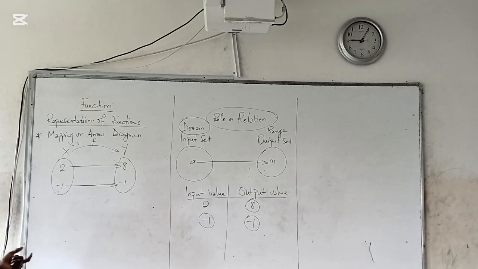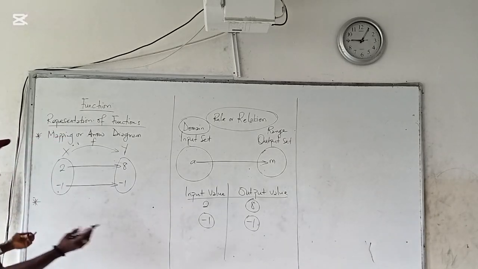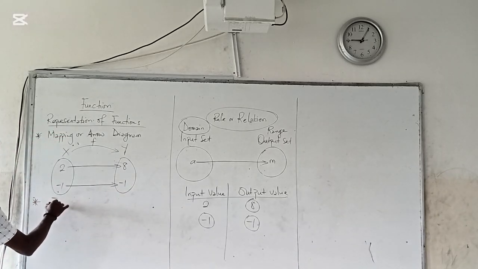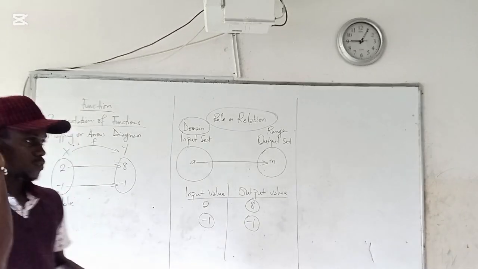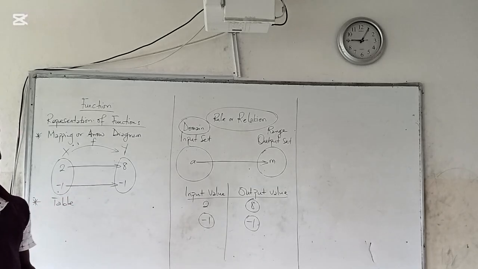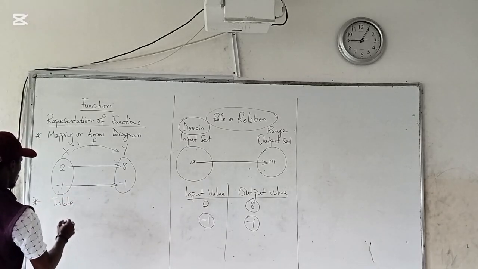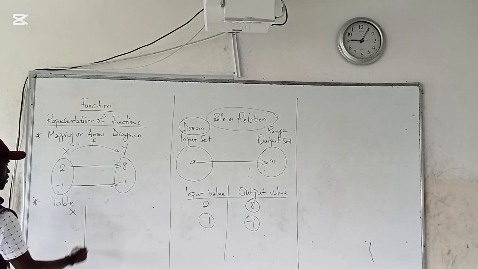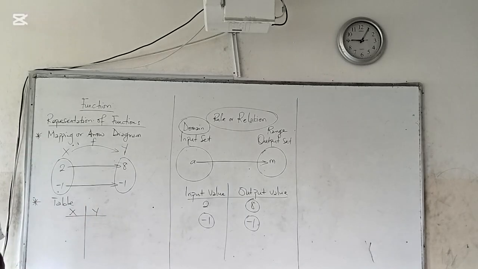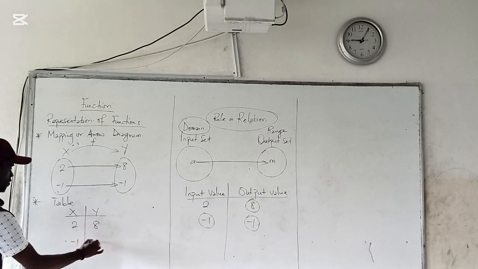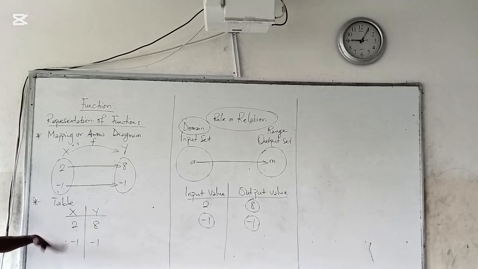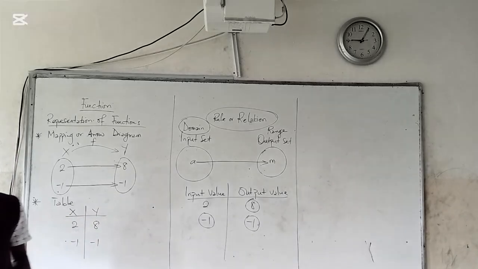Another way of representing a function is in table form, just like I did. You can represent the function in a table form. So for example, you have your input set X and your output set Y. That's my domain and my range. Now from here, under X I have 2, I have -1. Then under Y I have 8, I have -1. So I can also represent my function in a table form like this.